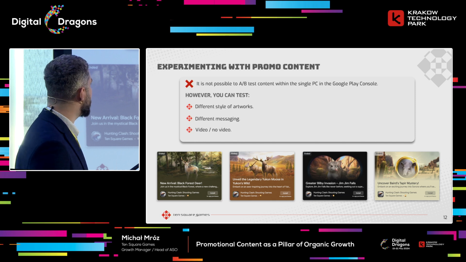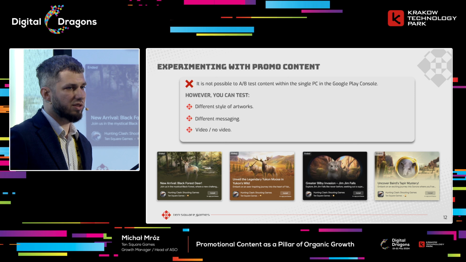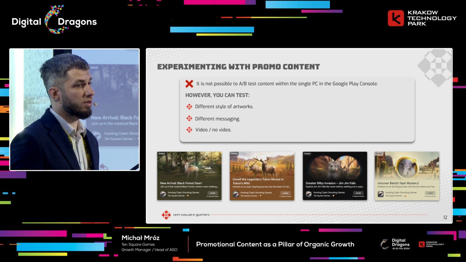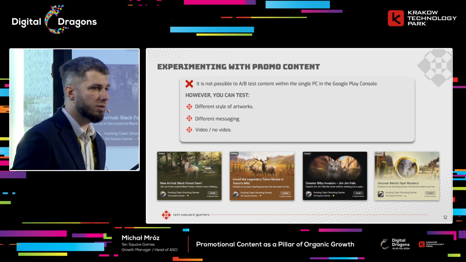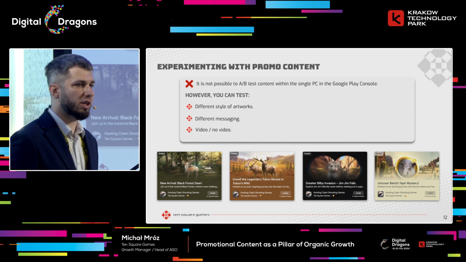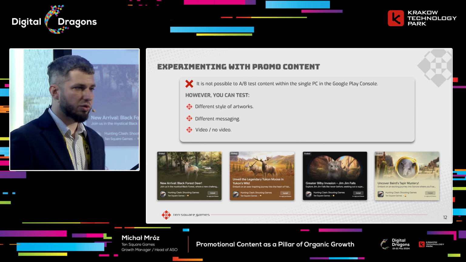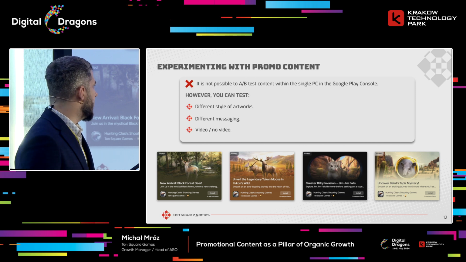But this is not everything. You can also, for example, check video versus no video. Usually adding an artwork is the simplest way, but video can tell the story better. But not always, because people are not always keen to watch a video. Sometimes they don't have Wi-Fi, or they don't want to interact with videos. So you can also test your promotional content in this manner: video versus no video.